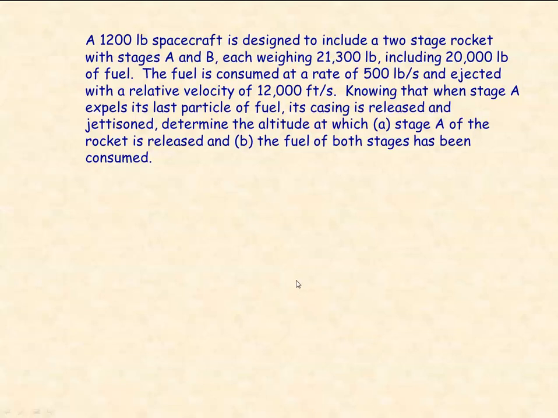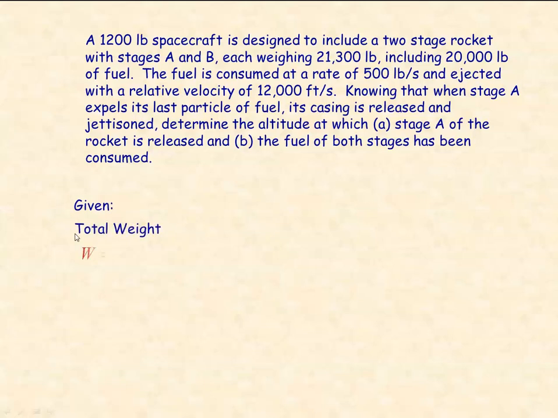The next thing we're going to look at is a 1,200 pound spacecraft designed to include a 2-stage rocket with stages A and B, each weighing 21,300 pounds, including the 20,000 pounds of fuel. The fuel is consumed at a rate of 20 pounds per second and ejected with a relative velocity of 12,000 feet per second. Knowing that when stage A expels its last particle of fuel, its casing is released and jettisoned, it wants us to determine the altitude at which stage A of the rocket is released, and B, the fuel of both stages after both stages have been consumed.